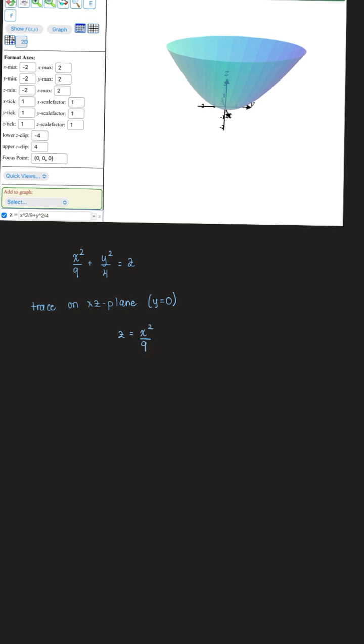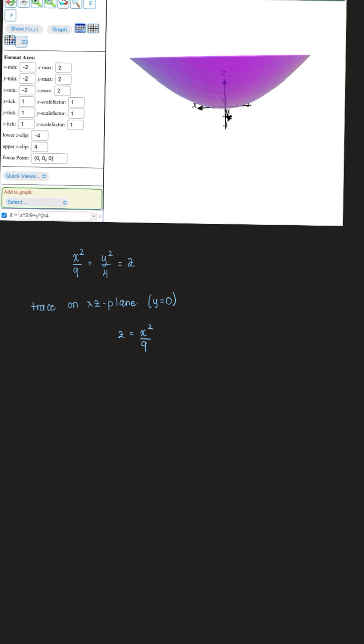That's a parabola. And so if you look at our graph above, it's a little bit hard to see. I'm going to have to move it so that we're looking directly at the xz plane. And I don't know if I can do that. Actually, there we go. There's the xz plane. You can see here a parabola. That's the trace that lies on the xz plane when y is 0.